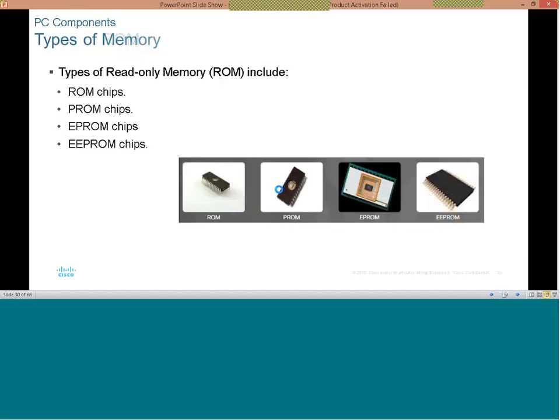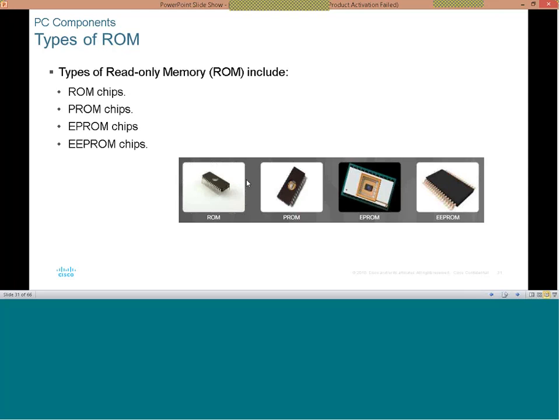Okay. So these are the different types of ROM. We have the ROM chips. We have the programmable ROM. We have the erasable programmable ROM. We have the EEPROM. Please, all these just tell of different forms of ROM.